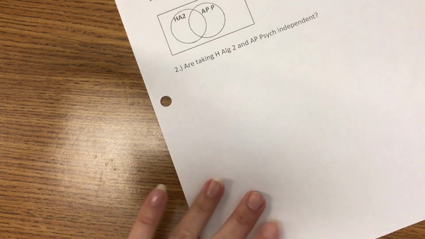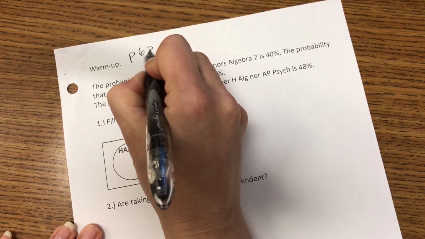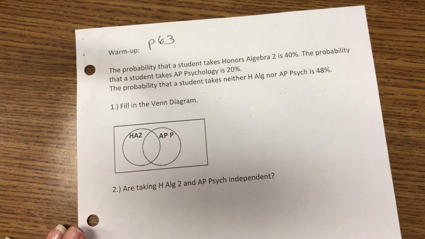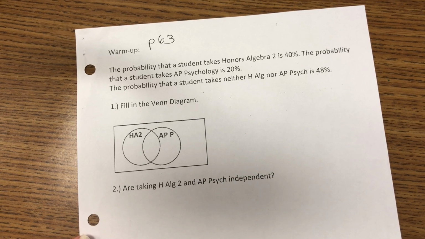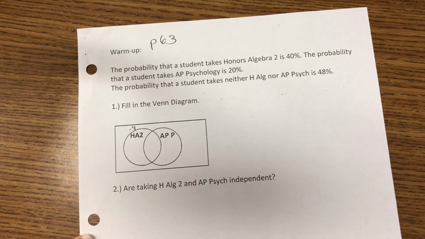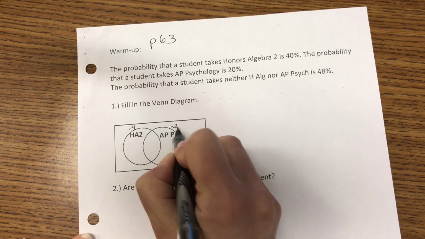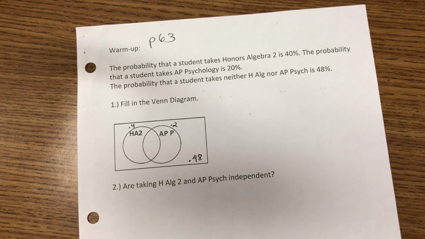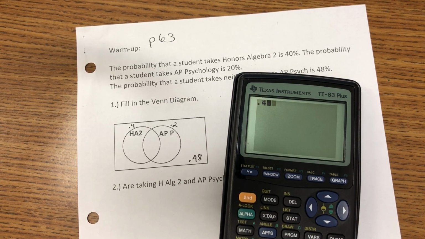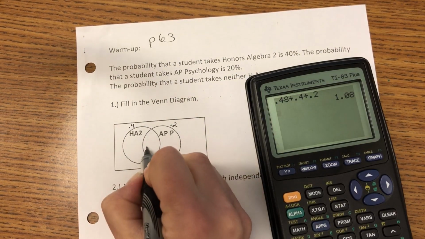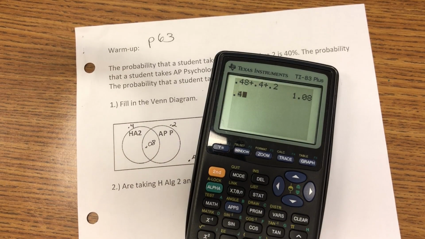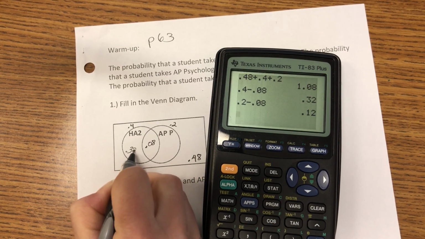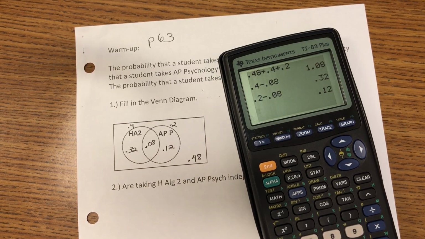Okay, now page 63 is one more warm-up practice problem. The probability a student takes Honors Algebra 2 is 40%. Probability a student takes AP Psych is 20%. Probability a student takes neither is 48%. Okay, so let's see what my extra amount over 100 is. 8%. So 0.08 goes here. And we get 32% in only Algebra 2 and 12% in only AP Psych.